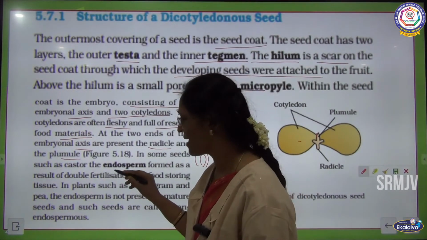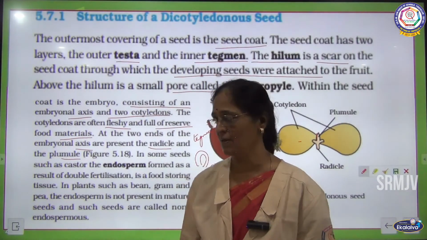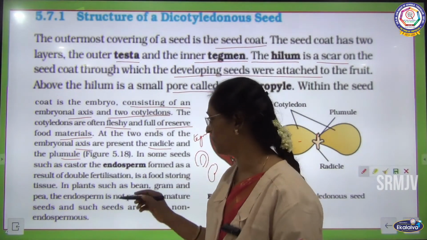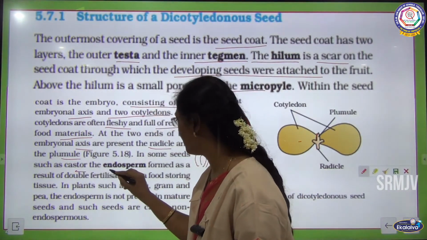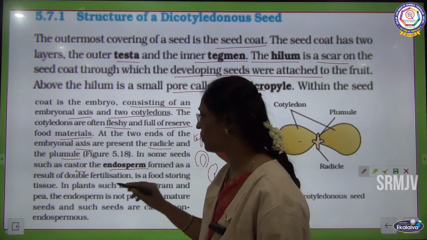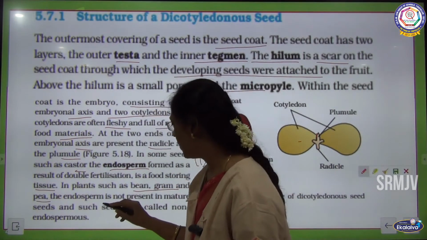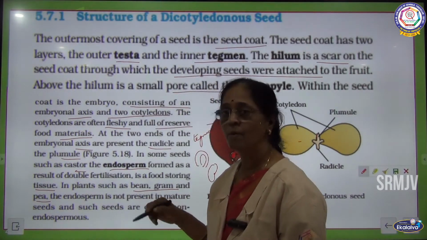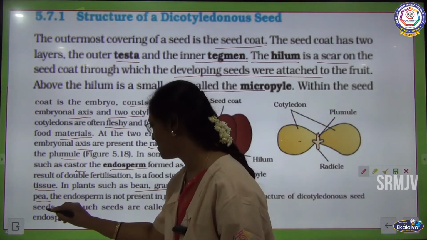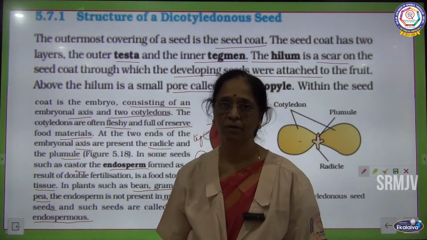In some seeds such as castor, like we were talking about, seeds may be either endospermous or non-endospermous. So in dicots you will find some seeds are endospermous and some are non-endospermous. Here in castor the endosperm, which is formed as a result of double fertilization, is a food storing tissue. But in plants such as bean, gram and pea, what is happening? The endosperm is not present because it is utilized. So it is not present in the mature seeds, and such seeds are called non-endospermous seeds.